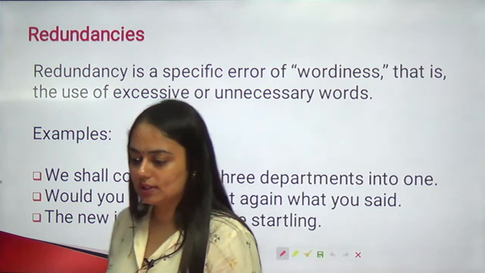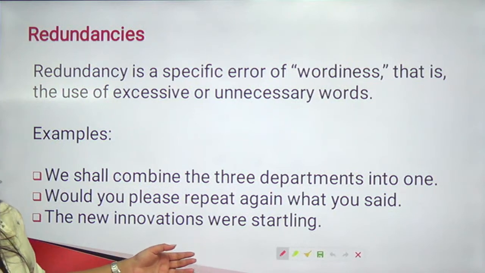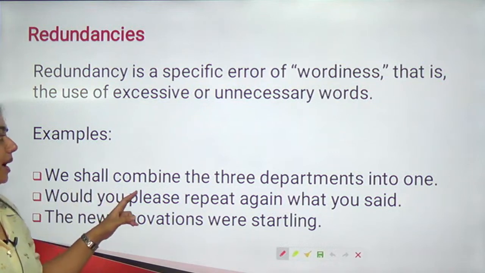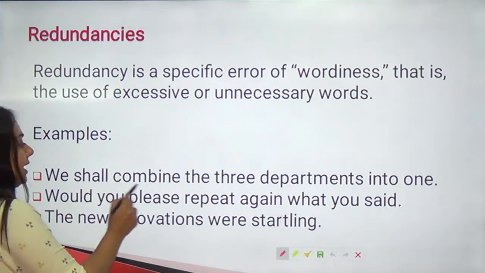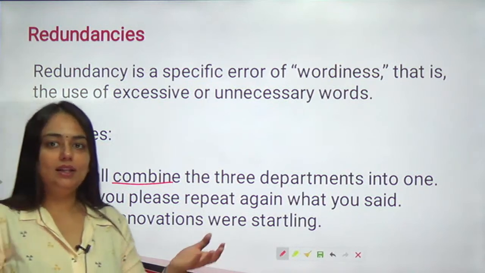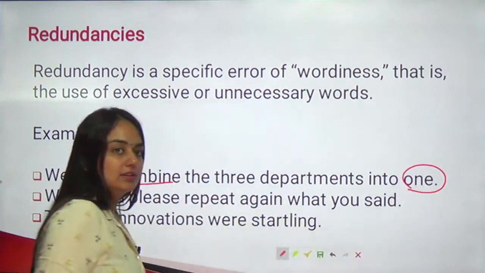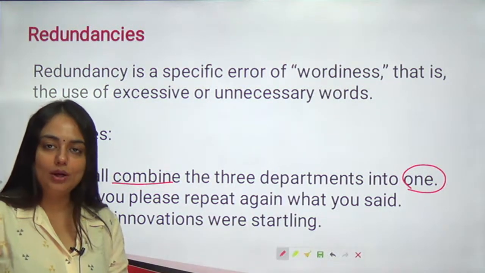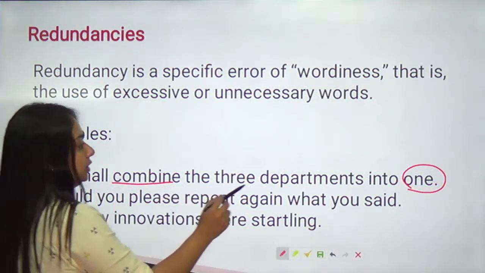Can anyone tell me what is the error here? Quickly go through these 3 examples and please drop in your answers. We shall combine the 3 departments into one. Well, clearly, when you are saying that you are combining something, you combine things into one entity, right? Why do you have to write one? If you have already conveyed that you are combining it, you are going to combine it into one only. So one is redundant. So it can be, we shall combine the 3 departments.